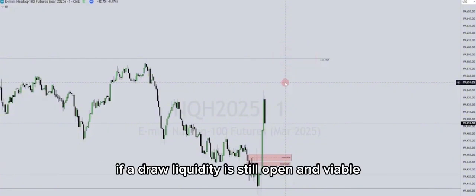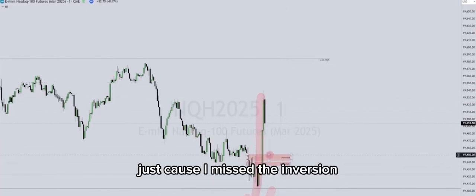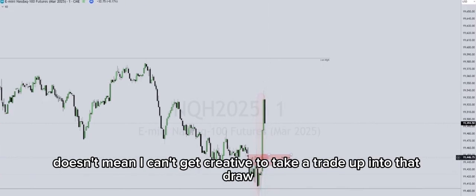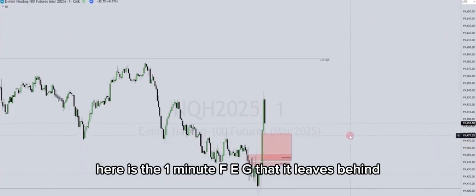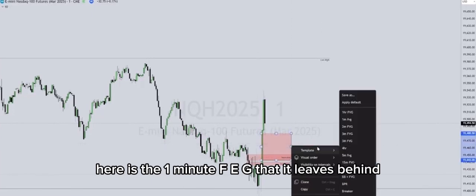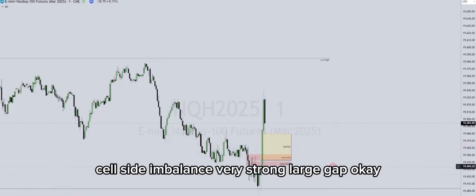If a draw on liquidity is still open and viable and the market's showing me bullish order flow has now taken over, just because I missed the inversion doesn't mean I can't get creative to take a trade up into that draw. Okay? So here is the 1 minute FEG that it leaves behind. It leaves behind a 1 minute buy side inefficiency, sell side imbalance. Very strong, large gap.